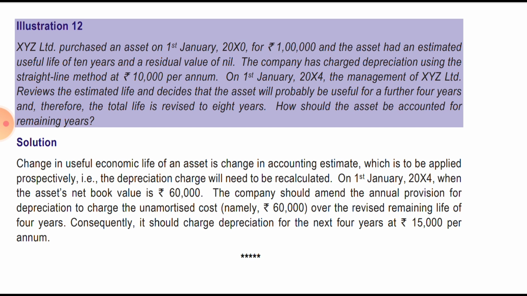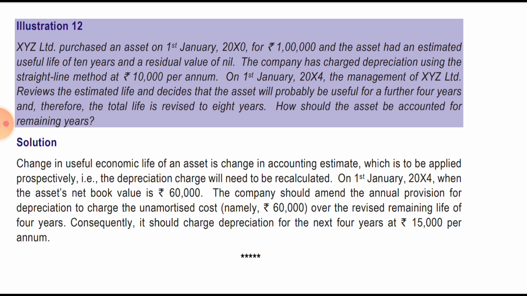That is, 1 lakh rupees was the cost, purchased with an estimated useful life of 10 years and residual value nil. So how much will be the depreciation? Simply divide by 10. 10,000 will be the depreciation each year. The company has charged the depreciation using the straight line method, 10,000 per annum, up to 1 Jan 4, that is after 0, 1, 2, 3, after 4 years. So after 40,000 rupees depreciation, the cost will be 60,000.